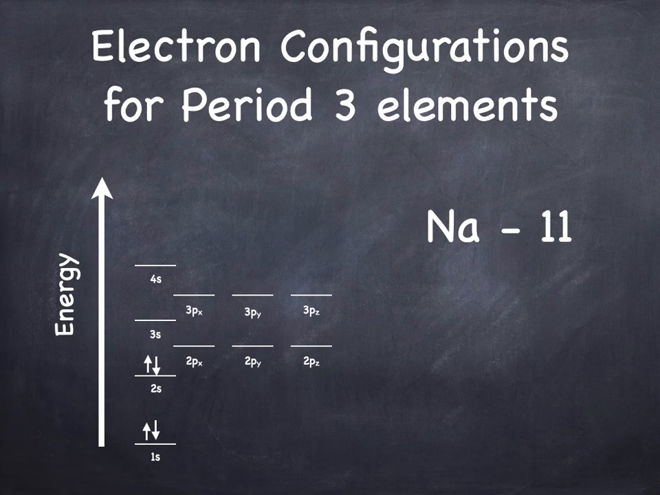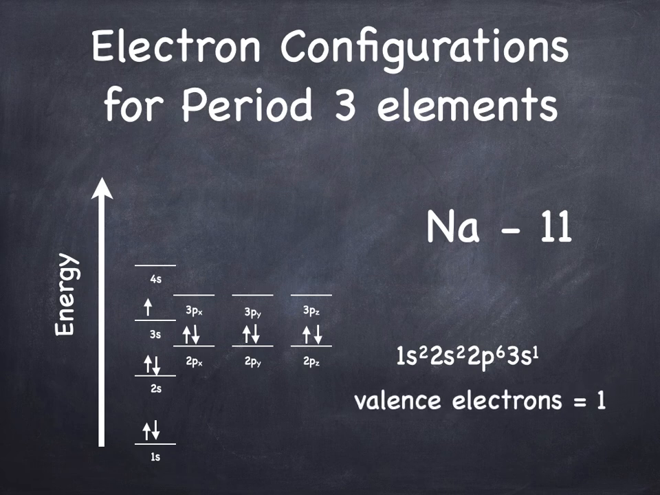Then Hund's rule, that's 4. We go 5, 6, 7. 1 in each orbital with like spin before pairing. There's 8, 9, 10. Now we have a full 2p and 1 in the 3s. And our configuration there is going to be 1s2, 2s2, 2p6, 3s1. Highest occupied energy level is the third energy level, and there is 1 electron in the third energy level, so we'd say sodium has 1 valence electron.